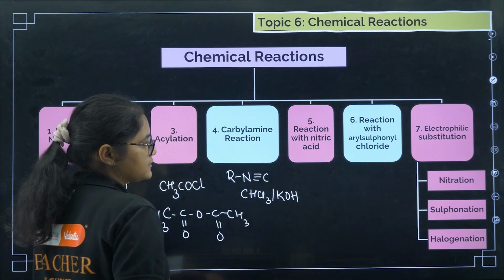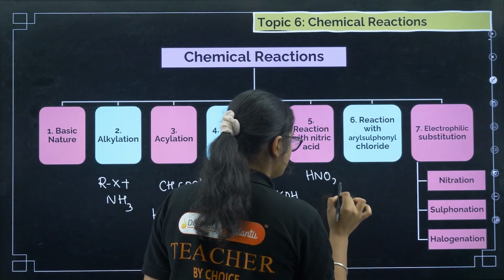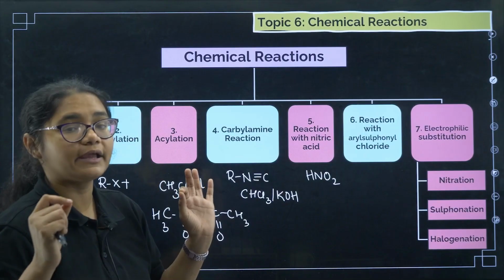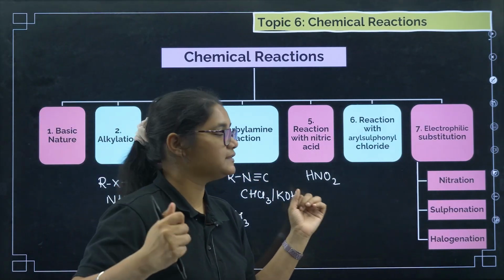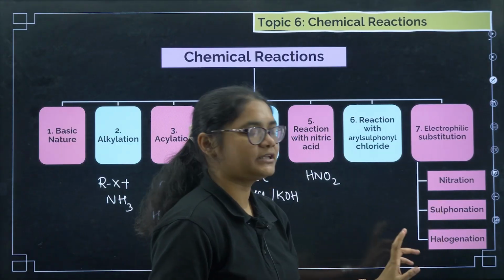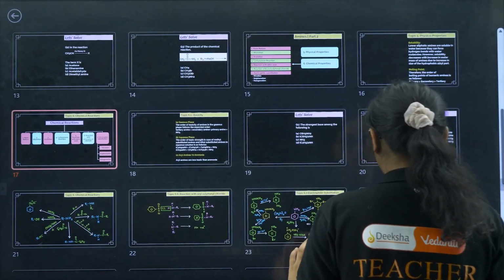Next, if you react with HNO2, for the aliphatic amine you will get alcohol, and for aniline you will get benzene diazonium chloride. Sulfonyl chloride we have discussed, as well as nitration, sulfonation and halogenation. So these are all the chemical reactions of this compound.